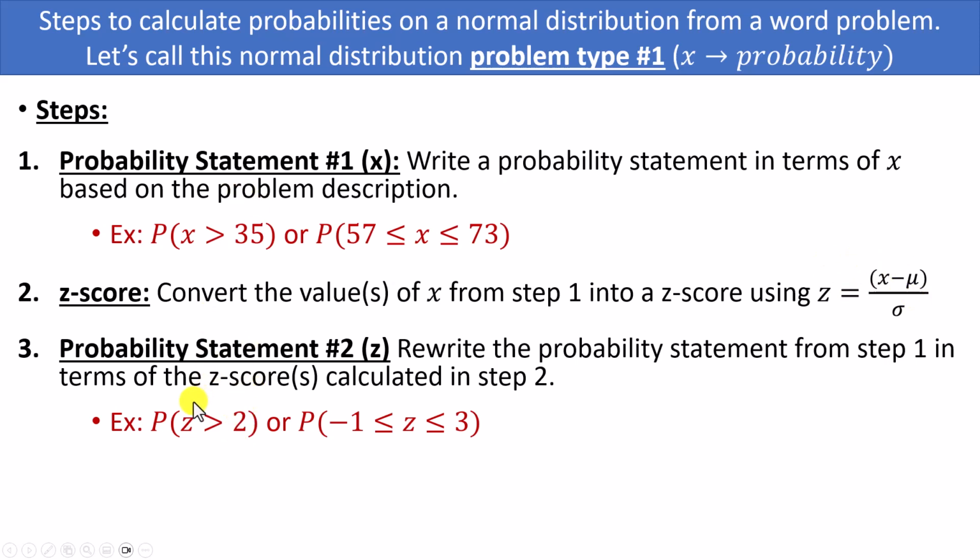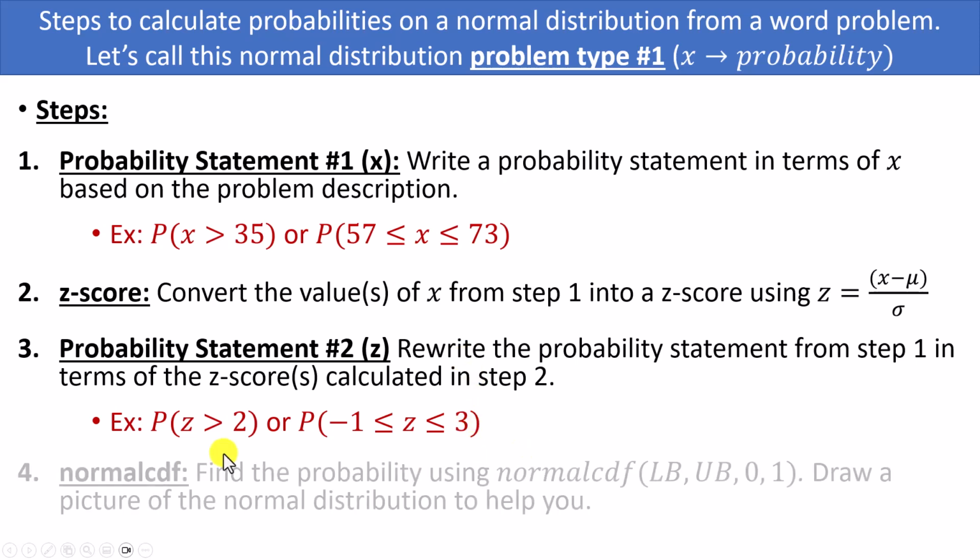So then the new probability statement would be, well, not x anymore, but the probability that z is greater than 2, because 2 would be what you would have gotten out of this formula. Or maybe for this type of probability statement where you have two different numbers, you run both of those numbers through the formula, and then maybe you got -1 and 3.